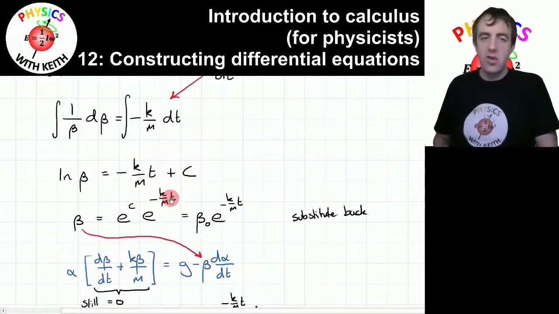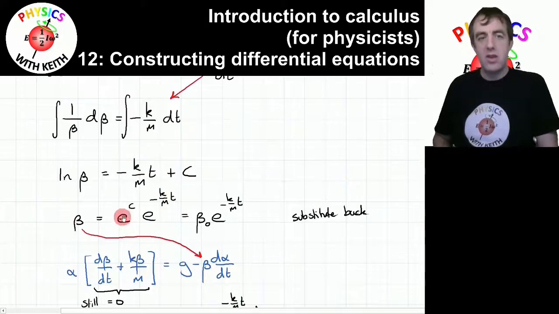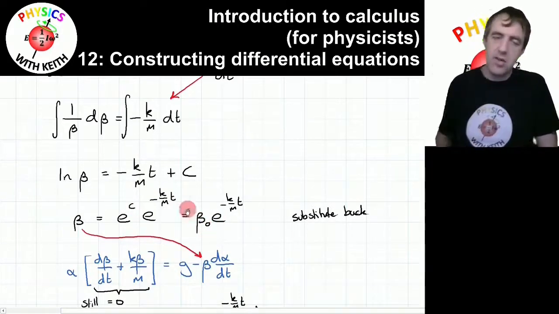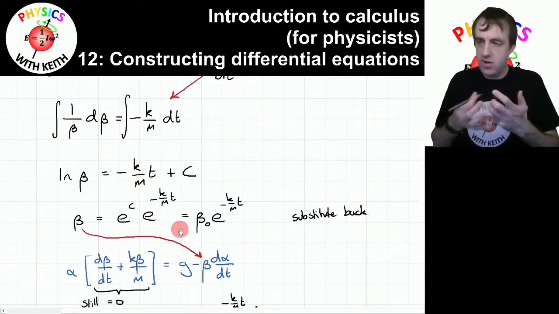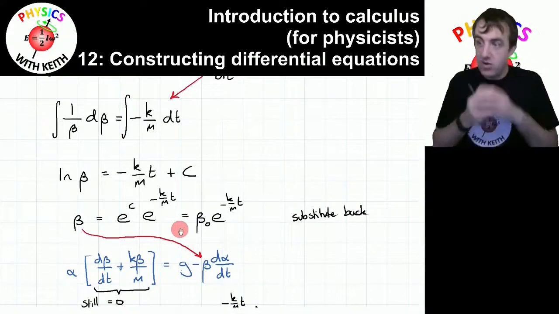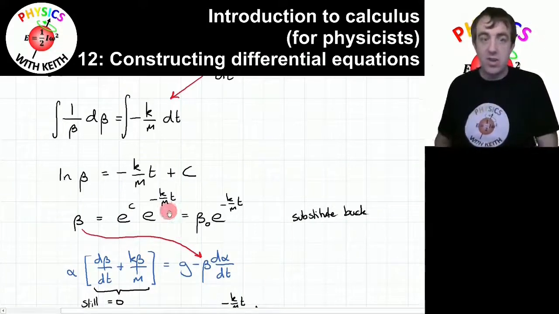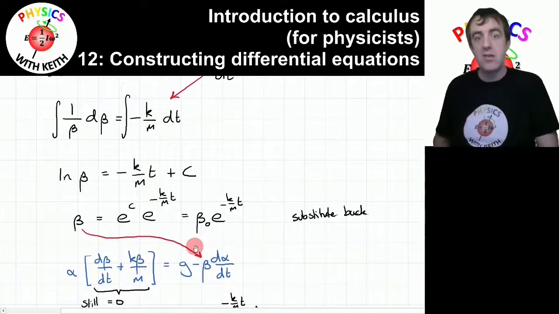Now when t equals 0, beta equals EC, or should I say EC equals beta. So I've called e to the power of c beta 0. This is where it gets clever. I've found my particular beta function that gives me that solution: that bit in the square brackets is equal to 0. I found what that beta has to be.